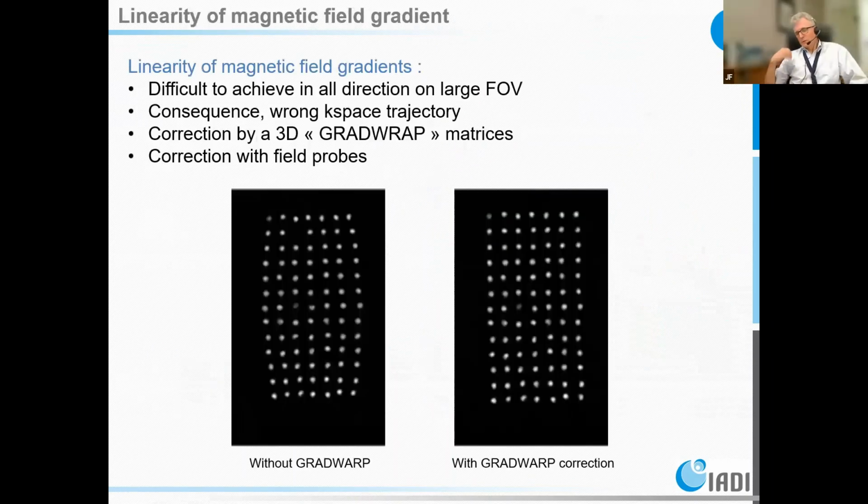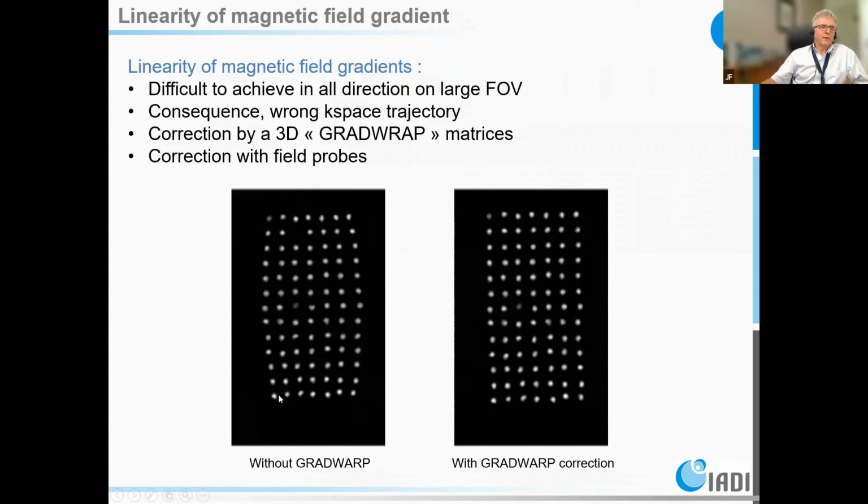The second problem that we have is that we cannot build a gradient of magnetic field that is completely linear. Here, this was an example of an exercise I did a few years ago. Here you have only small dots. These are small water tanks.